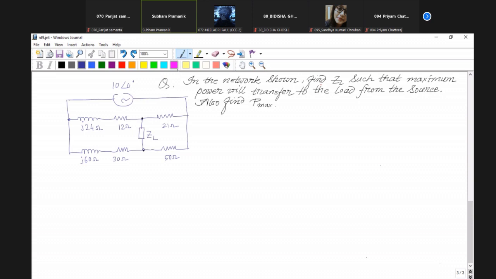And 21 and 50 are at the same potential, so they are not connected. See again. Suppose ZL is disconnected. So how can you redraw the circuit?